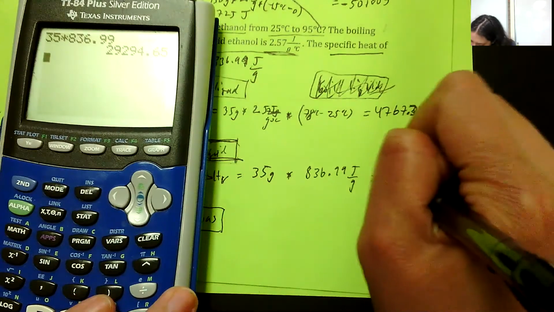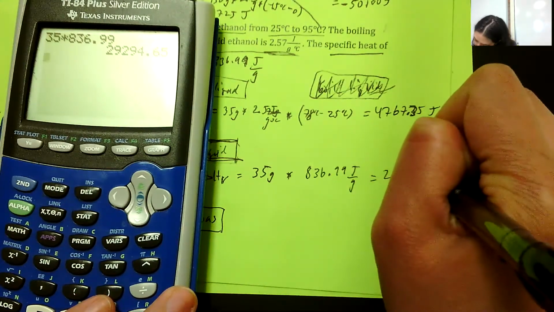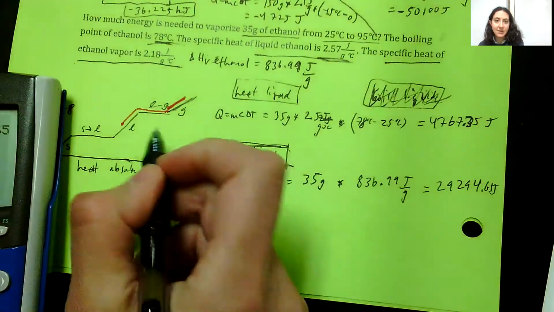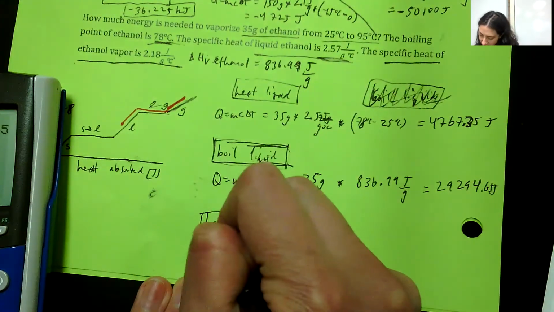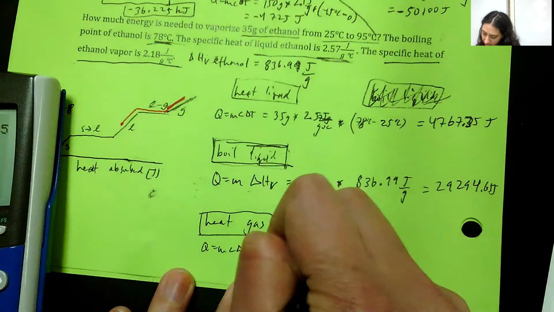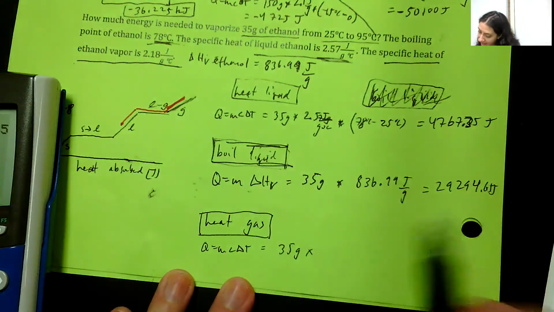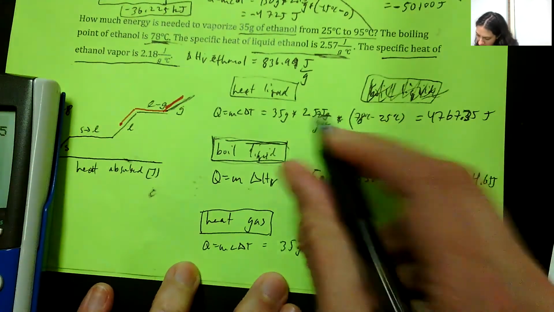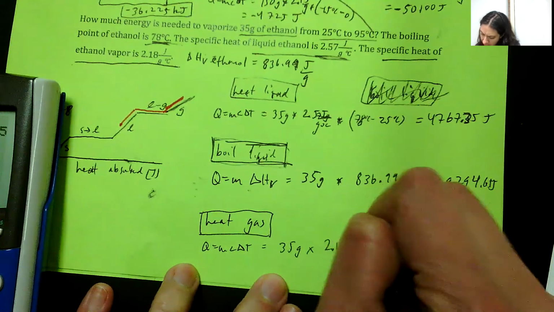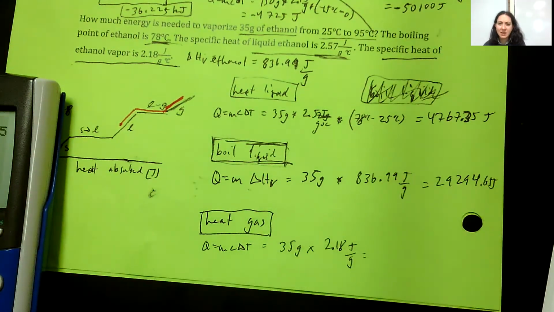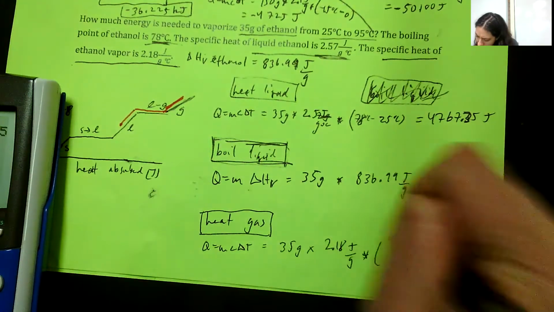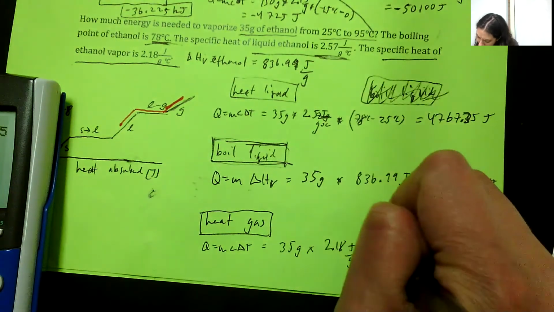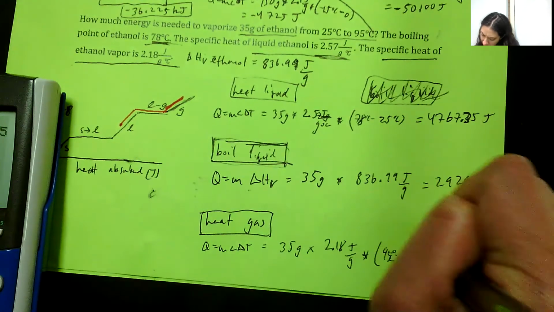So that looks like 29,294.65 joules. And our last step is heating up the gas. If we're heating something, that's specific heat, 35 grams. The specific heat of ethanol vapor is 2.818. Very similar numbers, not that far off from each other. That doesn't really surprise me. There's not a lot of intermolecular forces. Oh, and I forgot temperature change. We are starting at 78 degrees Celsius, but we need to bring it all the way up to 95 degrees Celsius.